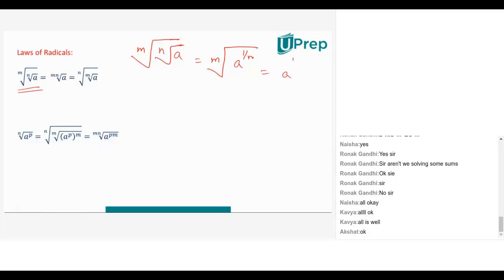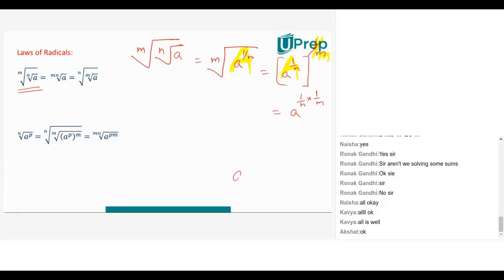That means nothing but a power 1 by n, whole to the power of... what do you mean by mth root of apple? Just imagine this as some apple. This is nothing but some apple. Now, what is mth root of apple? Apple to the power of 1 by m. But what is apple there? Apple is a power 1 by n. So it's a power 1 by n, whole to the power of 1 by m. Therefore, this is nothing but a to the power of 1 by n multiplied with 1 by m.